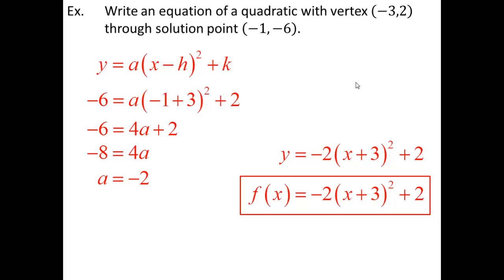Now, if the question were to ask then, write the equation of the quadratic in standard form, I would follow all these exact same steps just like I do when I'm writing an equation of a line. I would then just simply take this and simplify it further. So I could just FOIL out or square using my shortcut, the x plus 3, distribute the -2, and add 2, and that would put it in standard form. Here's another one for you. Give it a try.